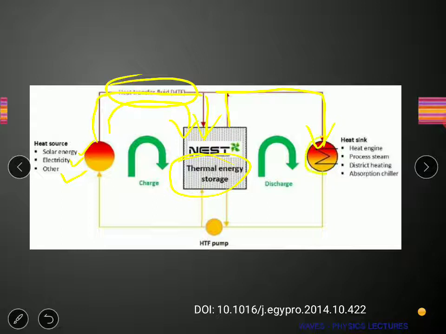That system is called the sink. I hope you have heard about the terms sink and source. Source is where the heat is generated, and sink is where it is used. It might be a heat engine, a process steam, a district heating, or an absorption chiller and so on. This thermal energy storage might be in the form of heat or in the form of cold. You have to just remember this. And then you can use a heat transfer pump to pump the extracted heat from here and back there. That is also possible. So these are some of the systems that we are using. This is basically a very general block diagram.